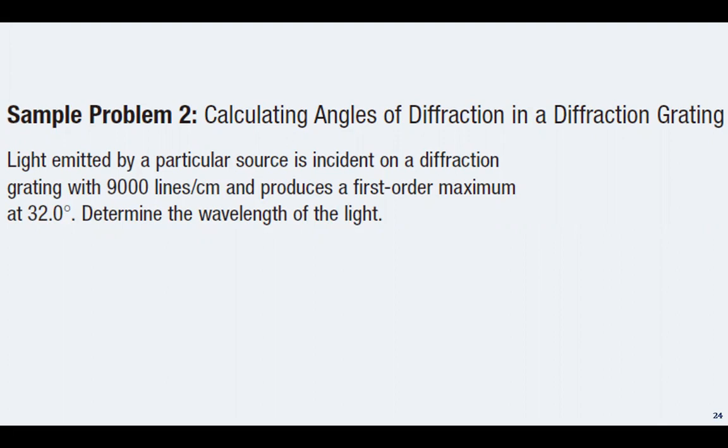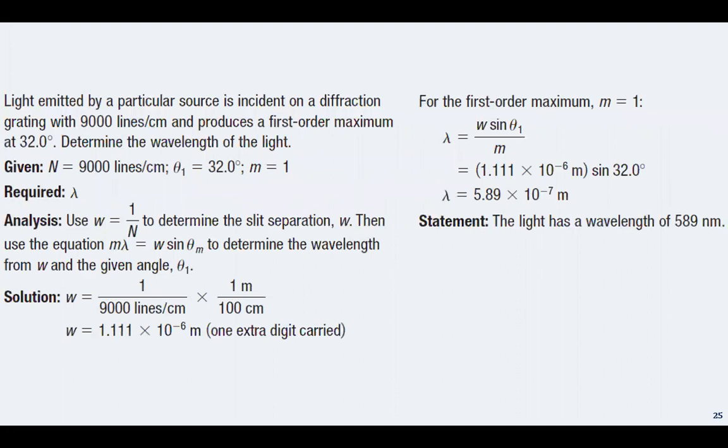All right, let's have a look at the solution to sample problem 2. Again, we can use W equals 1 over N to determine the slit separation W. Then use the equation m lambda equals W sine theta m to determine the wavelength from W and the given angle theta 1.